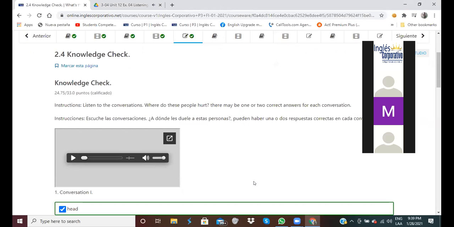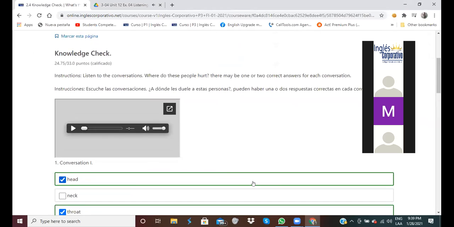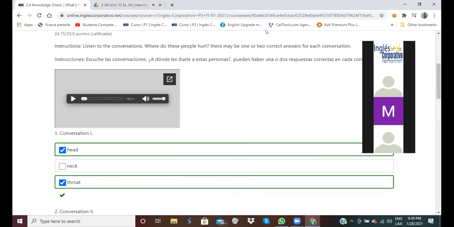80. Exercise 4. Listening. I have a headache. Part A. Listen to the conversations. Where do these people hurt? Write down the parts of the body.